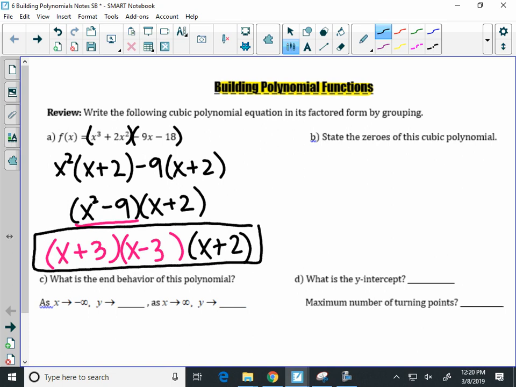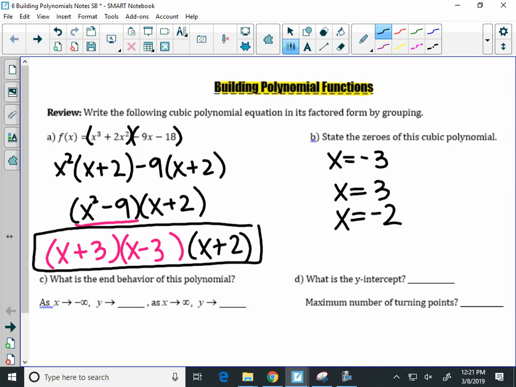Now this is a cubic polynomial, degree 3. So how many total roots will there be? 3. There'll be 3 of them. Here we get each of the 3 roots from each factor. So from the x plus 3, what root do you get? What x-intercept? -3. From x minus 3, what root do you get? +3. And from x plus 2? -2. Yep, we use the zero product law, but we know how it works, so we did it a lot faster. So we have 3 roots for this cubic polynomial.